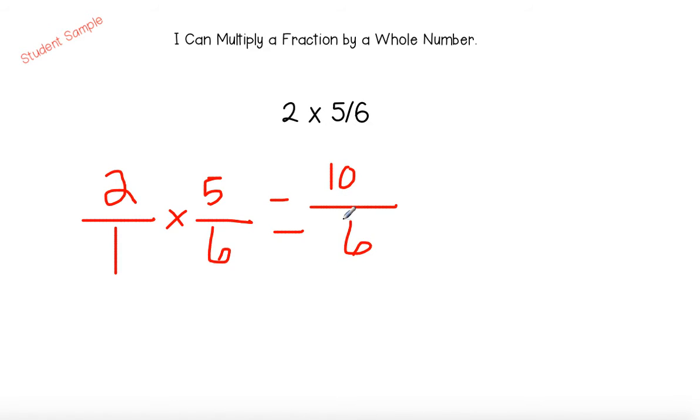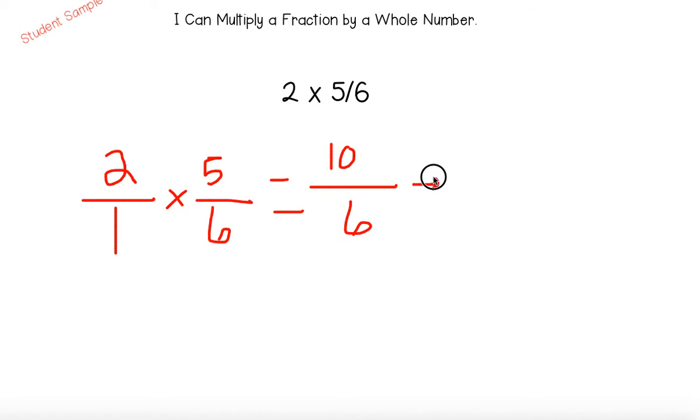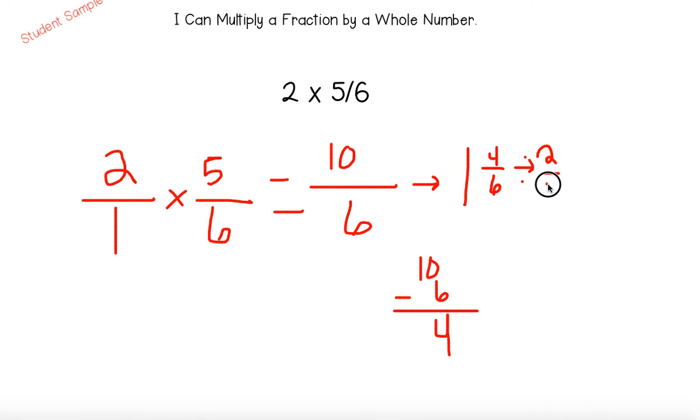I have an improper fraction here, and I need to turn it into a proper mixed number and ask myself how many times 6 goes into 10 without going over. It goes in 1 time. And then I have to subtract that 6 from my 10, which gives me 4. So I have 4/6 left over. I can reduce this 4/6 by dividing both my numerator and denominator by 2 for a final answer of 1 2/3.